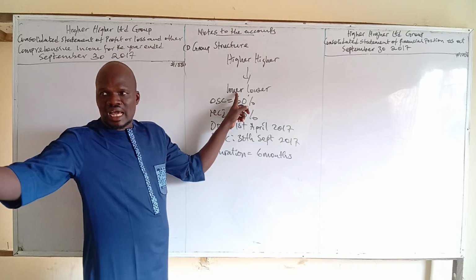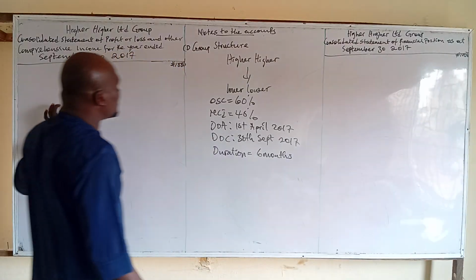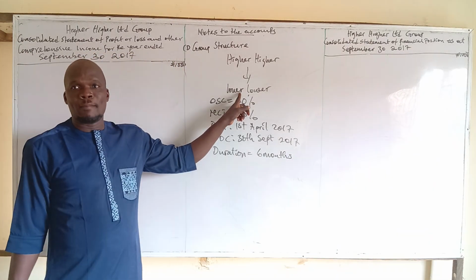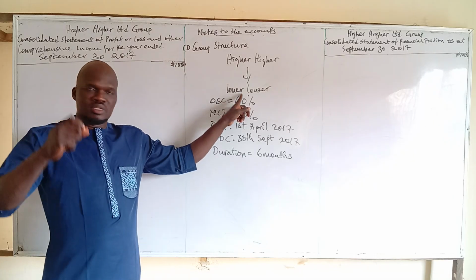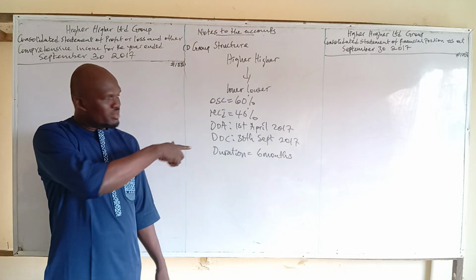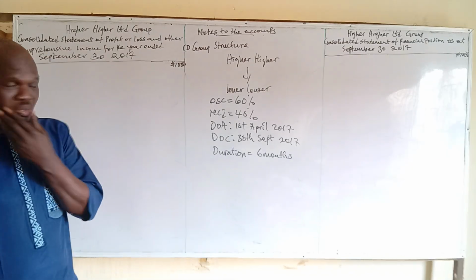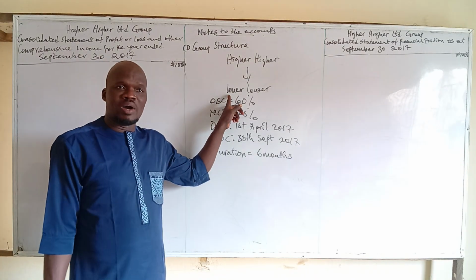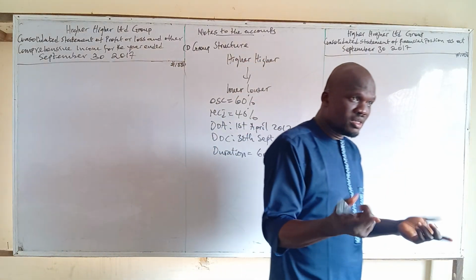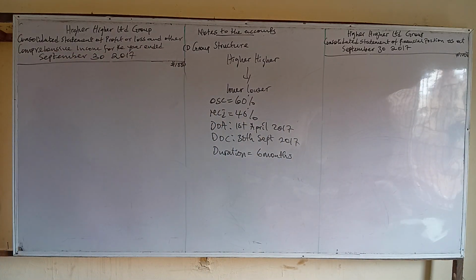So what it means is that if you are given the income statement of the subsidiary and the SFP, the SFP will be consolidated in full, but the income statement of the Lower, you need to prorate by how many months? 6 months. Don't consolidate in full. Remember, we are given the income statement of Lower for 12 months. So what you will now do is prorate the Lower income statement. So let's start.